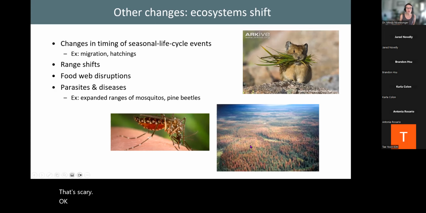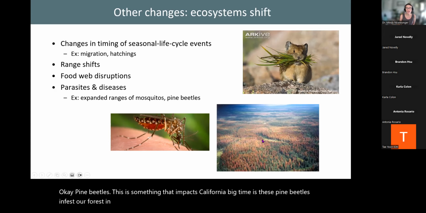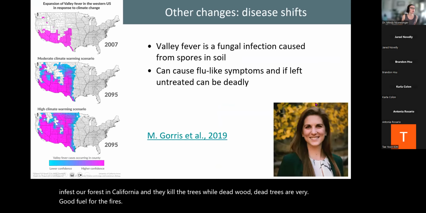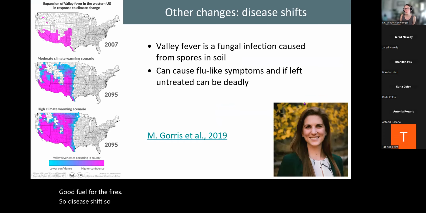Pine beetles, this is something that impacts California big time. These pine beetles infest our forest in California and they kill the trees. Well, dead wood, dead trees are very good fuel for the fires. So disease shifts. So it's always important to note who's doing this work.